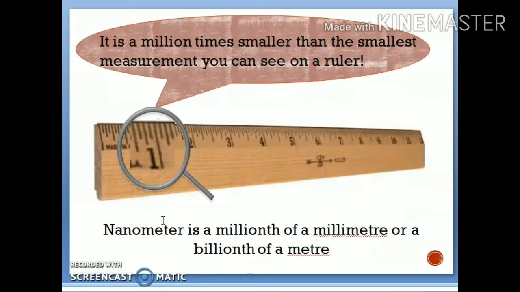A nanometer is a million times smaller than the smallest measurement you can see on a ruler. So it is one millionth part of a millimeter. A nanometer is the millionth of a millimeter, or we can say it is a billionth part of a meter.